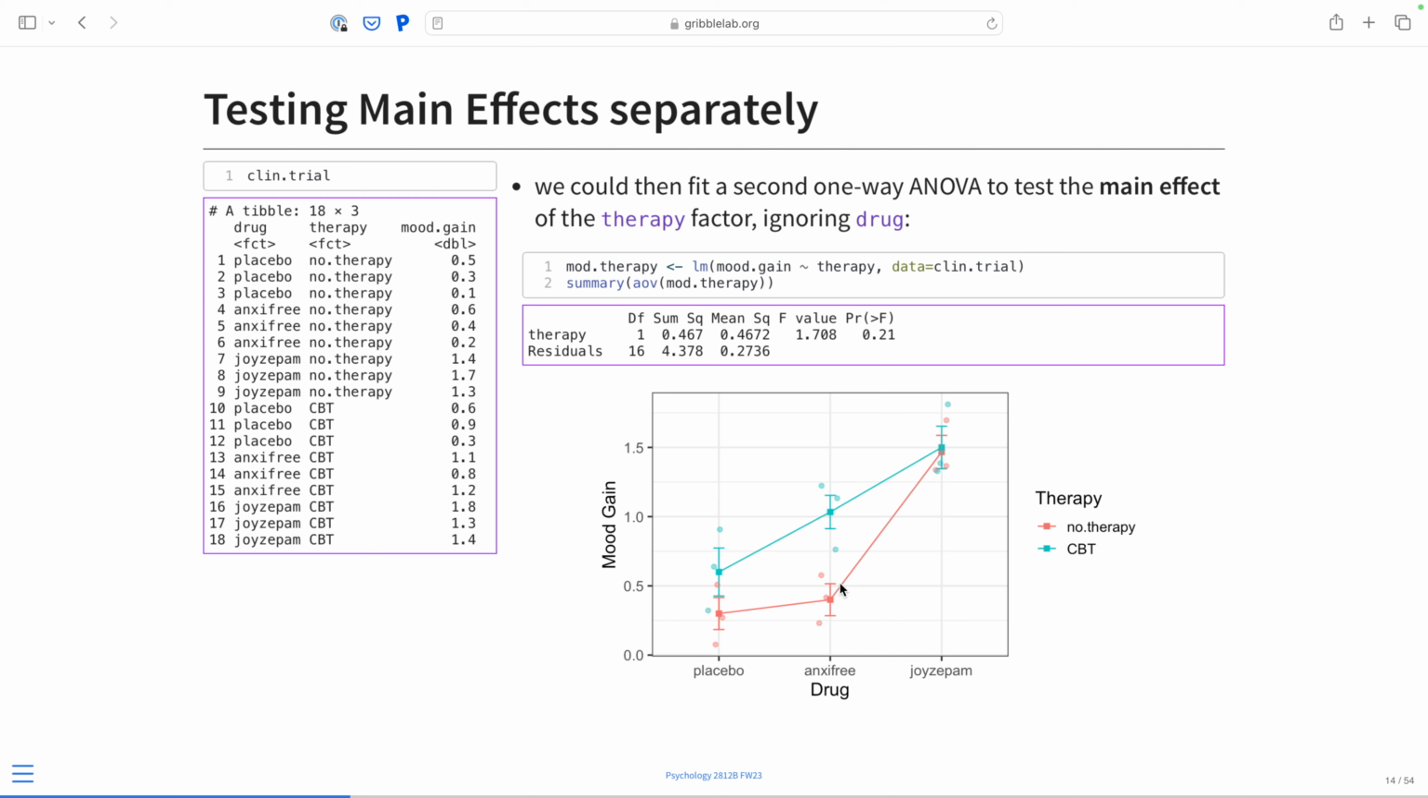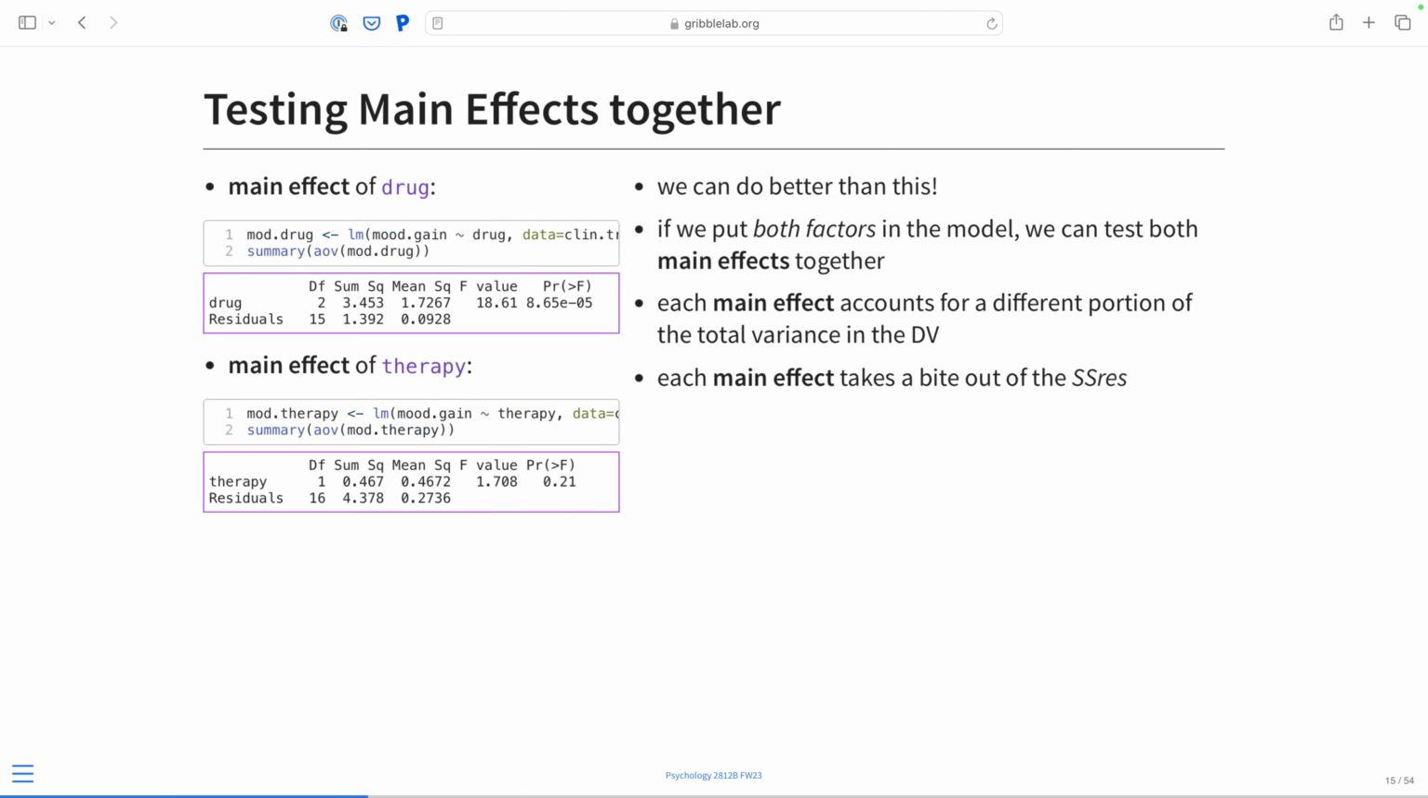It sure looks from the plot that if you're taking anxiety-free, therapy has a big improvement in mood gain versus no therapy. But when you combine this with the other two drugs, it kind of gets lost in the wash. So we'll talk about that in a second. But that's the main effect of therapy, and it's not significant according to this model. So we made a linear model to look at the main effect of drug. We made a different linear model to look at the main effect of therapy.